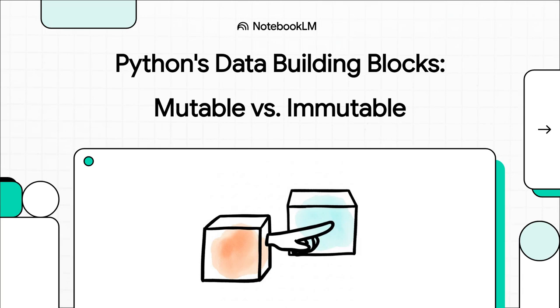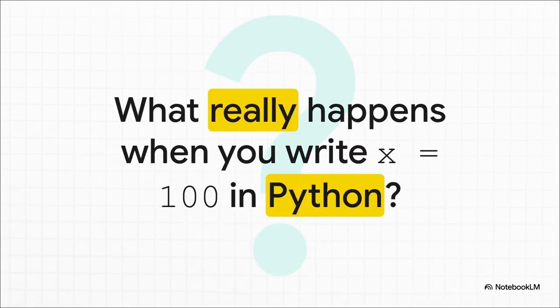All right, today we're diving deep into one of Python's most fundamental concepts: how it actually handles the data you give it. Understanding the difference between what's mutable and what's immutable is an absolute game changer for writing clean, efficient, and bug-free code. So let's start with a simple question.